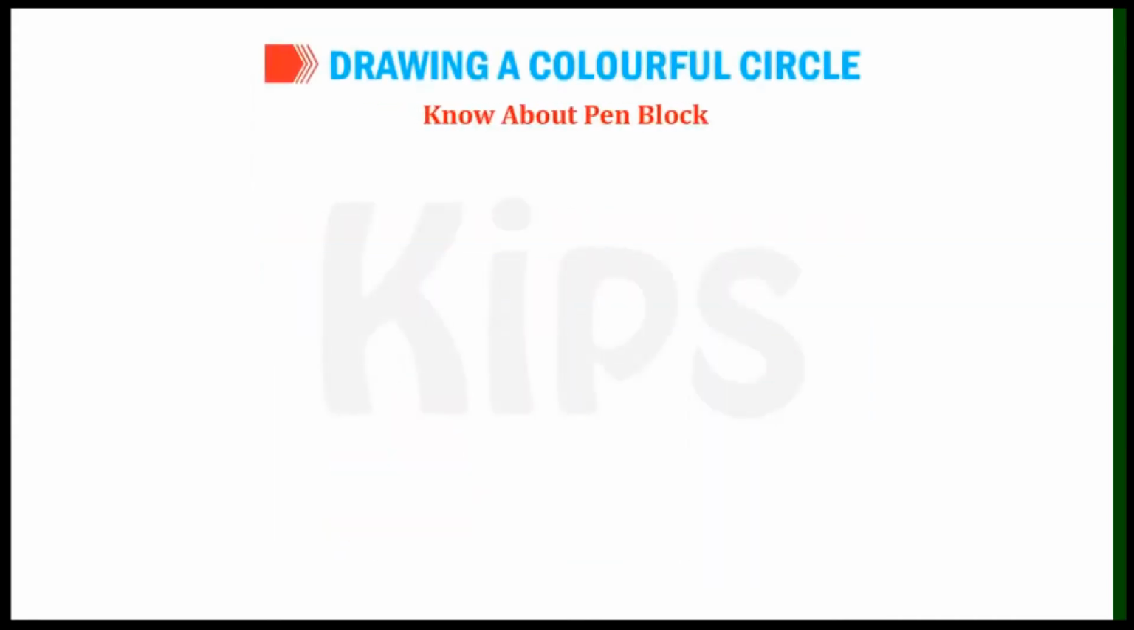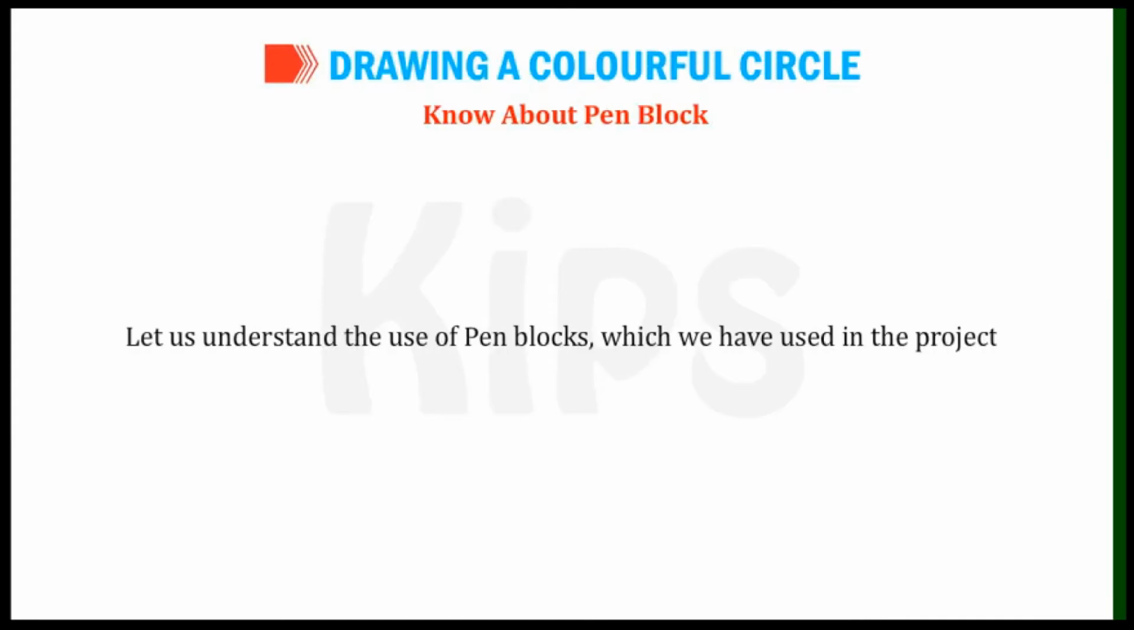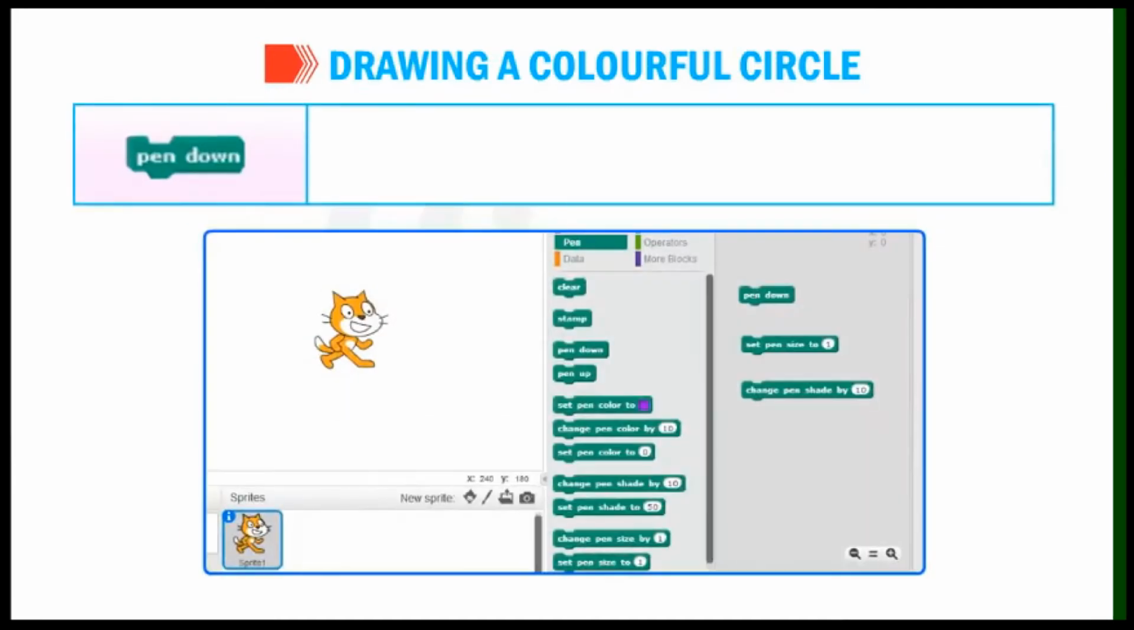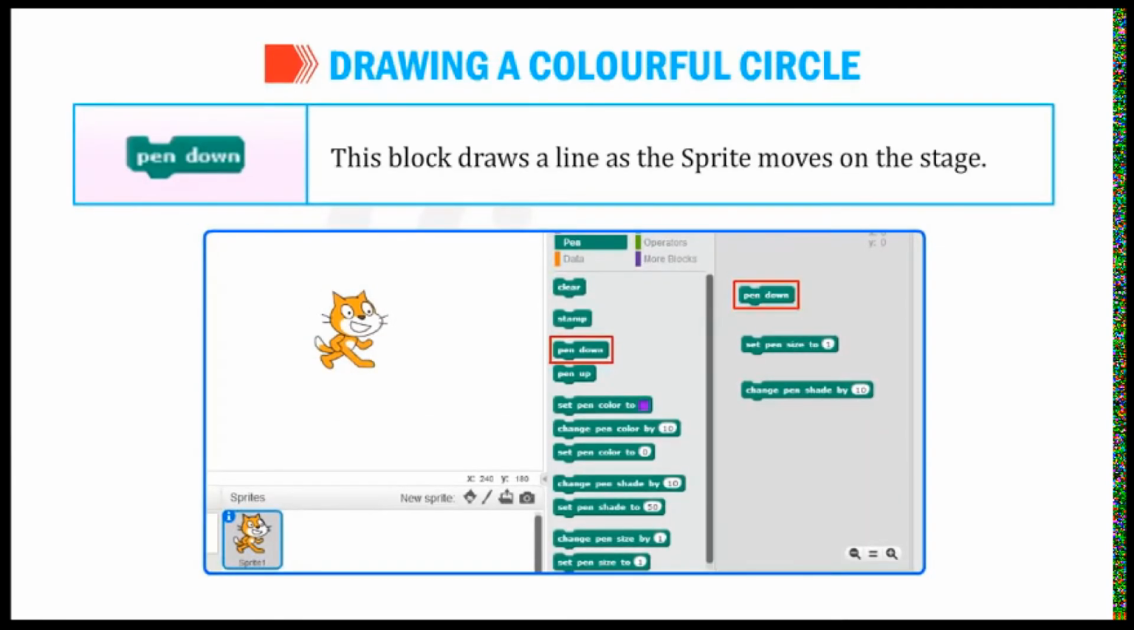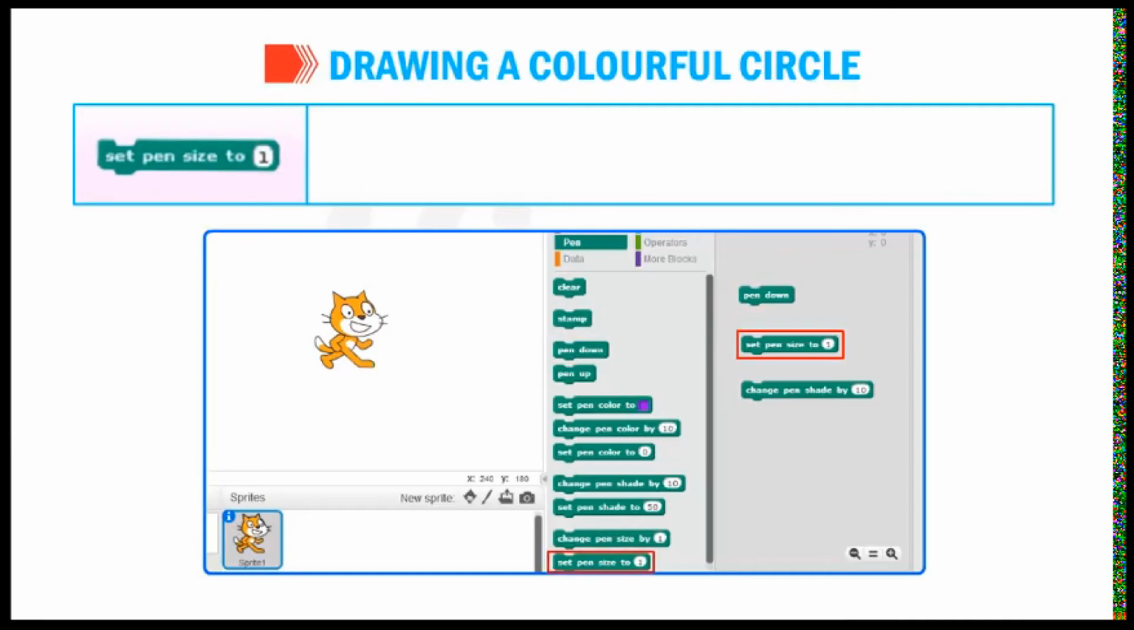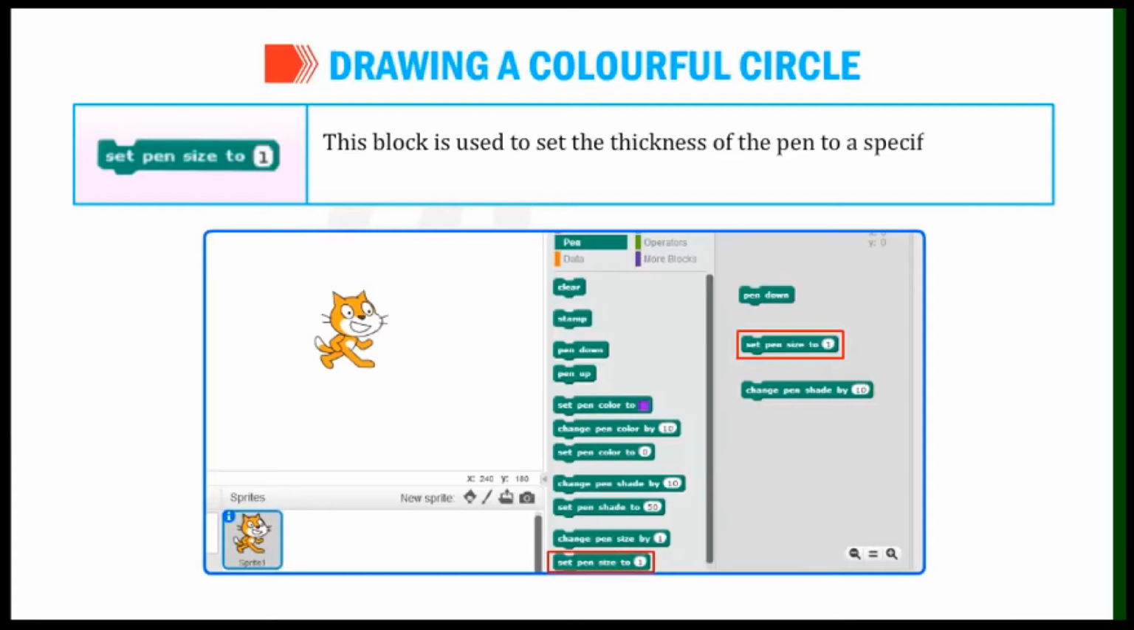Let's learn about Know About Pen block. Let us understand the use of pen blocks which we have used in the project. Pen down. This block draws a line as the sprite moves on the stage. Set pen size to 1. This block is used to set the thickness of the pen to a specific number.